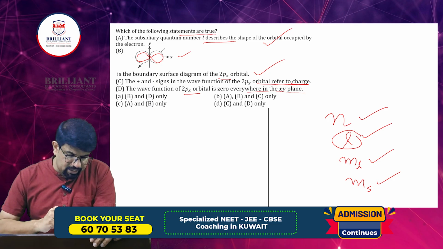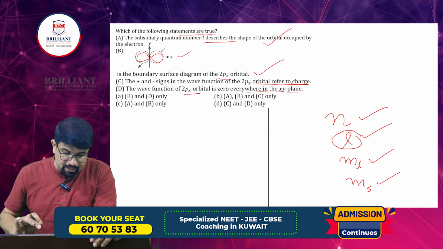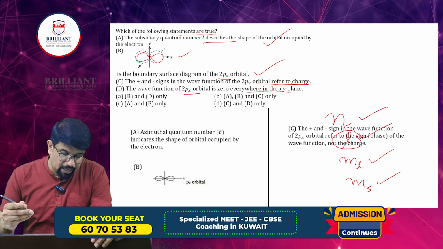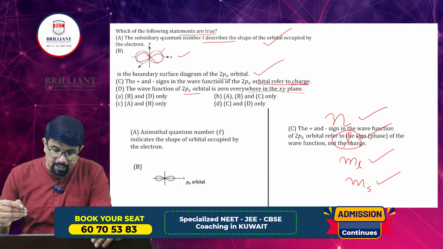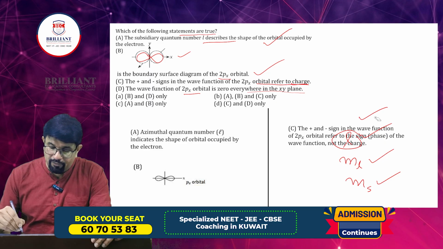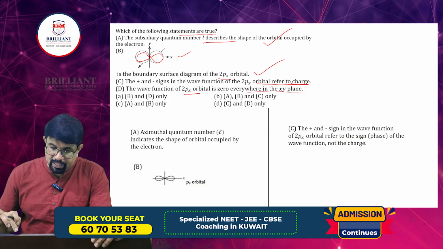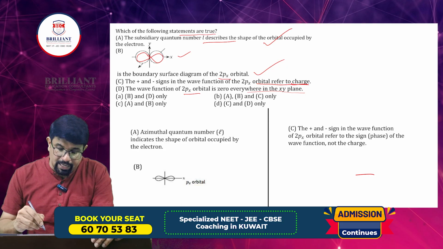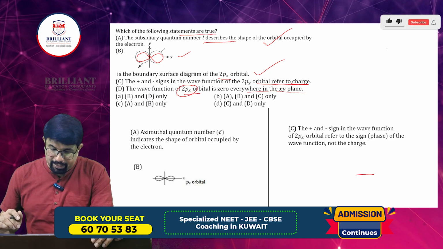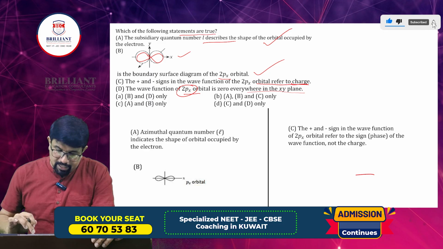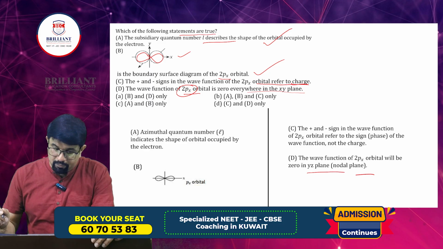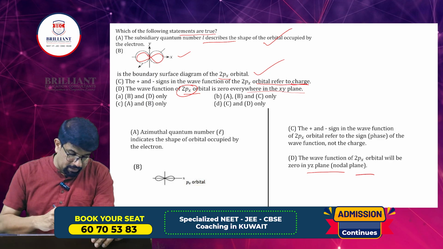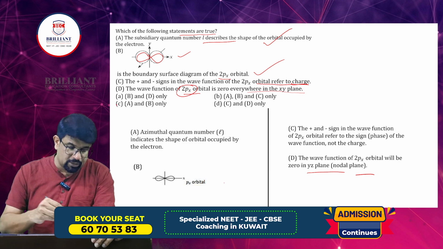And what about statement C? The plus and minus sign in the wave function of the 2px orbital refer to charge. They do not refer to charge, right? That's why this statement is wrong. What is the next statement? The 2px orbital wave function is 0 everywhere in the xy plane. Actually it is not in the xy plane; this statement is also wrong. It is in the YZ plane. So the correct answer is that A and B are correct. What is the correct answer here? C is the correct option here.